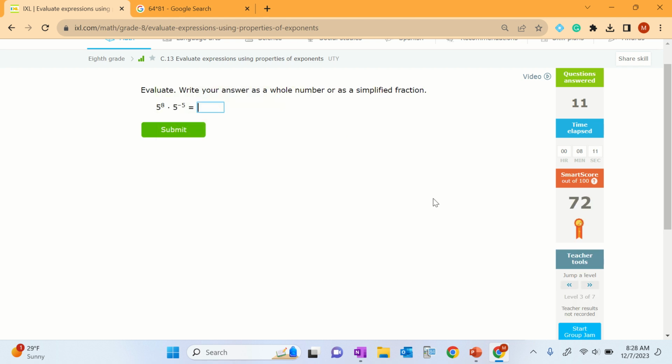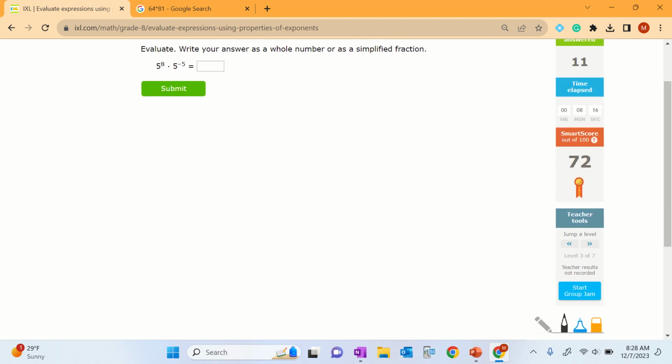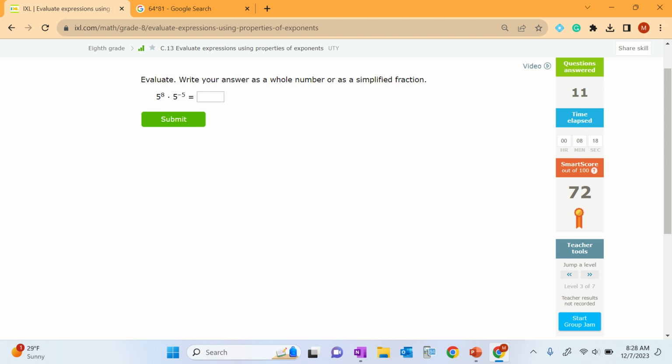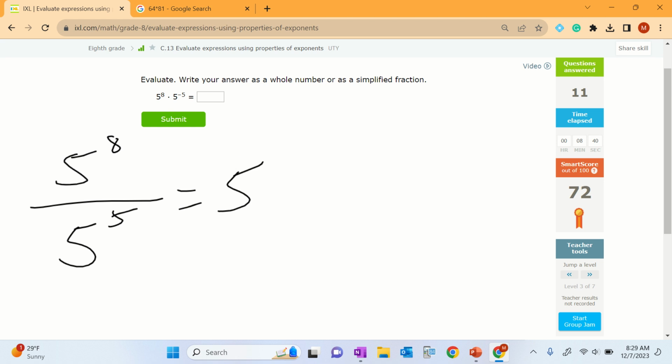Another negative exponent. All right, there's two different ways we could do this. I'm going to show you both. One is what I just talked about. Keep that positive exponent where it is, 5 to the power of 8, and move the negative exponent down to the denominator, and that'll become 5 to the power of positive 5. When you move a power down to the other side of the fraction, the only thing that changes is the sign of the exponent. So hopefully you can see this is going to be 5 to the power of 8 minus 5 is 3. That's one way to think about it.